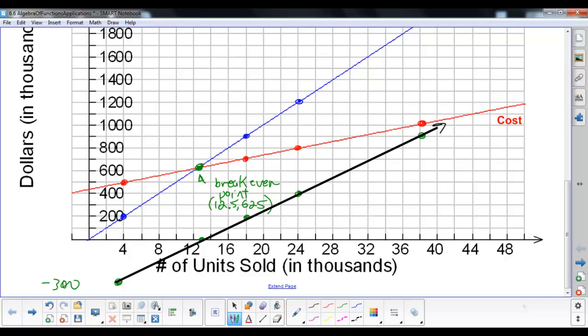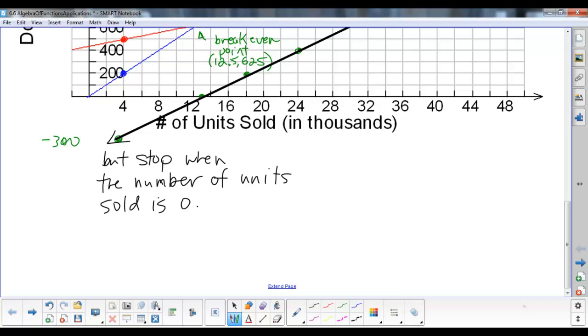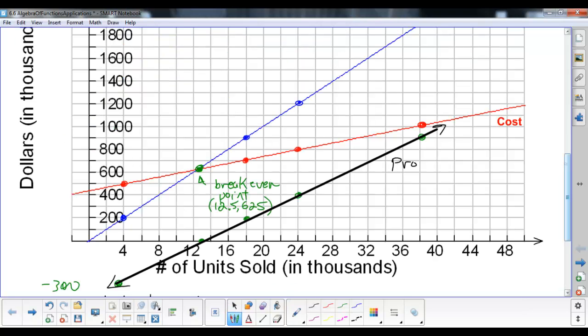Okay, so I will put an arrow on the right end of my profit function. And then similarly at the left end here, one thing I'd have to consider, I could put an arrow here. So you would actually stop. I would extend the graph to the point where the number of units sold was 0, because you're not going to sell negative units of an item. The function in black here does represent the profit, and we again have highlighted the break-even point.